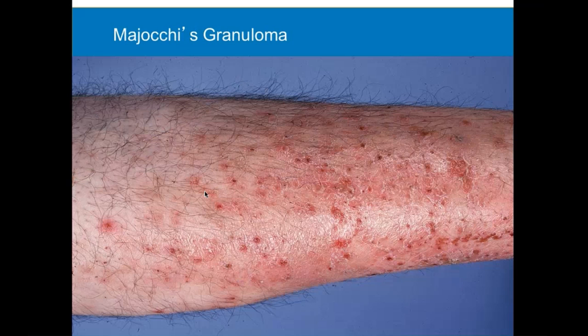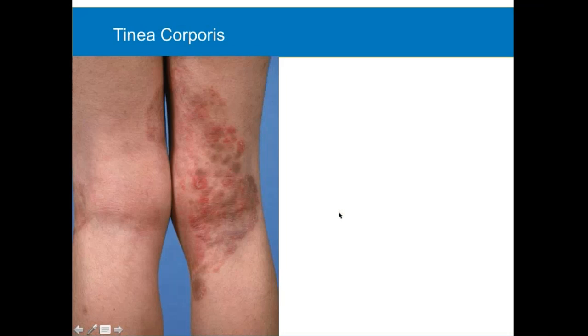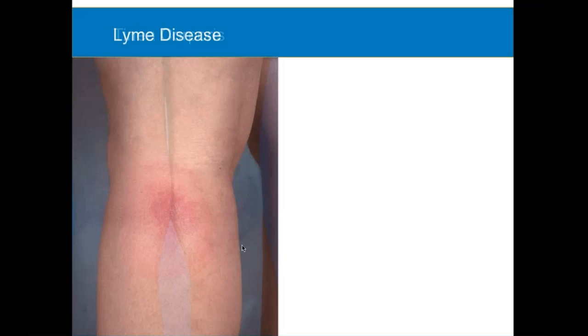Majocchi's granuloma is a deep fungal infection caused by dermatophytes, but it's gone down into hair follicles. And again, this will be much more chronic. You can see it doesn't have that bland erythema in between the hair follicles that are infected. Here's a case of tinea corporis. You can see the redness. It's crossed right across the thigh here, and much more chronic. You see the changes of scale, but again, easy to misdiagnose as cellulitis if you don't have a good history.